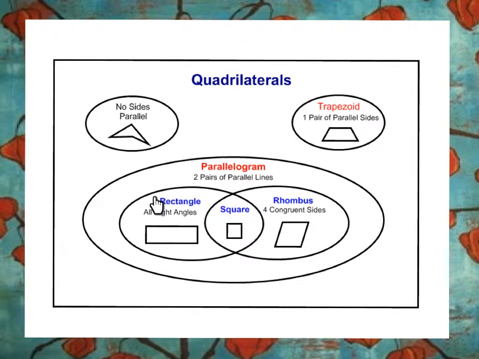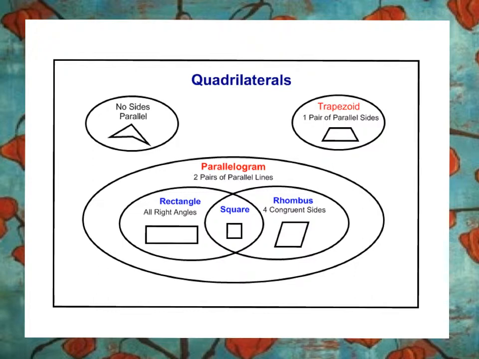So here we have a rectangle that also has 2 pairs of parallel lines, which is called a parallelogram. We have a square that is also a rectangle, and it's a rhombus. It has 2 pairs of parallel lines, all right angles, and 4 congruent sides. And here's a rhombus. It has 4 congruent sides, but it also has 2 pairs of parallel lines. So how you read this is you start on the inside and then you work your way to the outside.